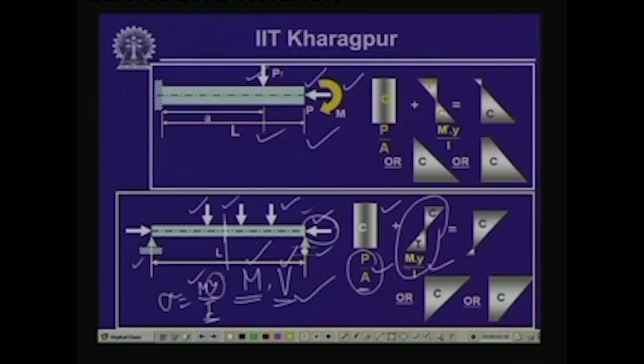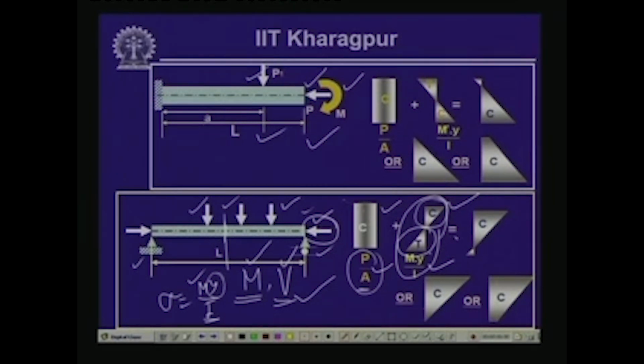Now, as we have seen, the bending stress with respect to the neutral axis, where the stress is 0, causes compression and tension. In this particular case, the top part above the neutral axis is under compression and the bottom part below the neutral axis is under tension. Now, bending also produces normal stress, as we have seen in the cross section.